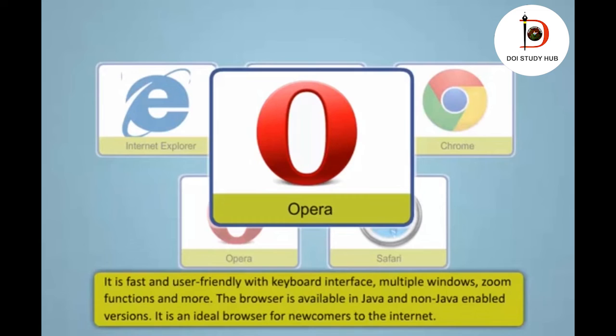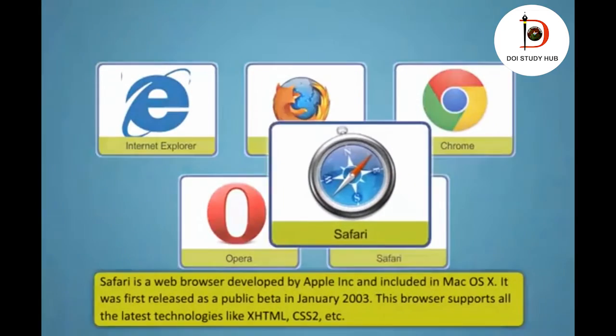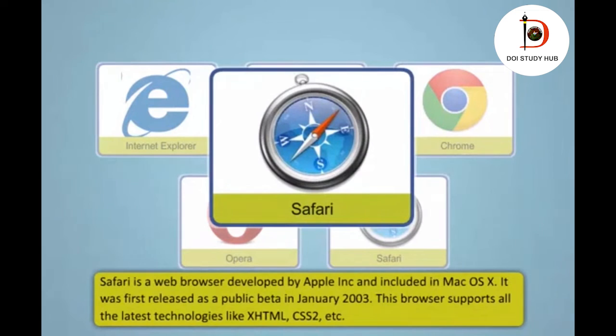Google Chrome is a web browser developed by Google. It combines a minimal design with sophisticated technology to make the web faster, safer, and easier. Opera is a browser developed by Opera Software in 1996.